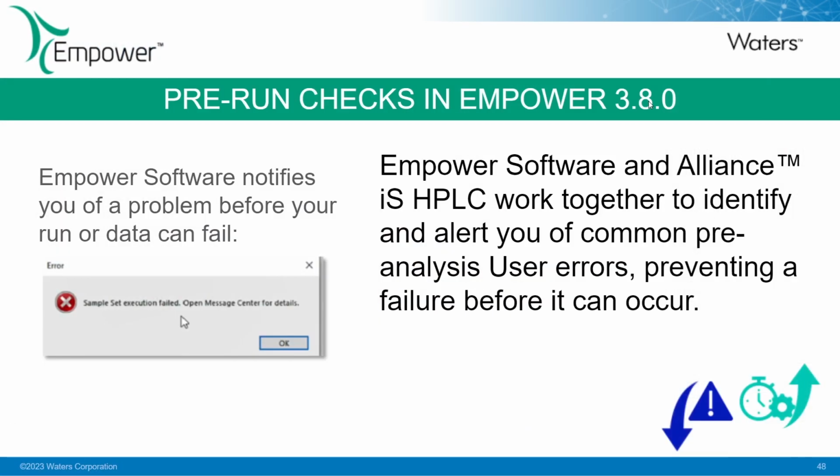Now, I made mention earlier of pre-run checks in Empower. How can we prevent errors from occurring? How can we prevent somebody from, unfortunately, perhaps wasting quite a bit of time collecting data where you had the wrong column or the instrument was out of service or who knows what? And that's what these pre-run checks are all about.